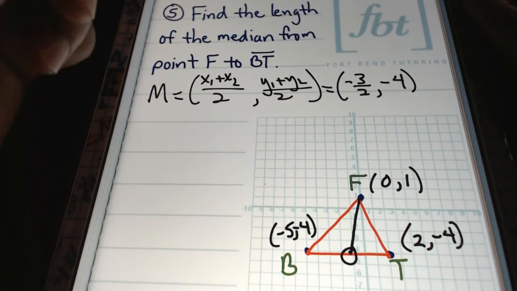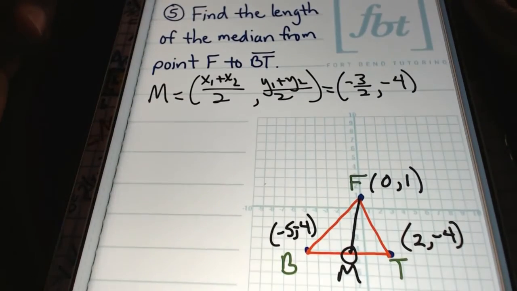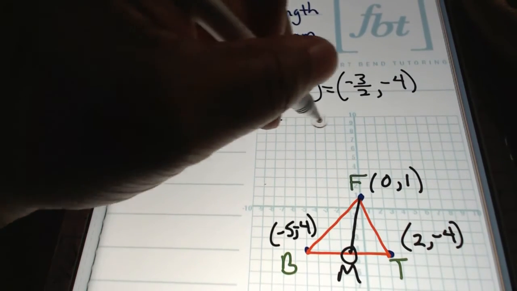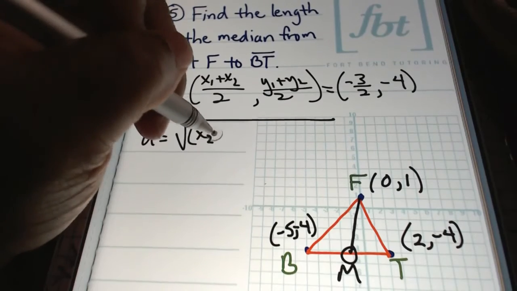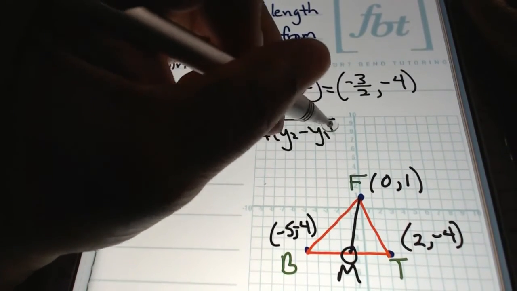Okay, so now we'll be able to utilize the midpoint here, which we'll call point M, the midpoint of BT. We're going to use this and point F in our distance formula to find the result. Good stuff. The distance formula, once again, is the square root of x2 minus x1 squared plus y2 minus y1 squared.